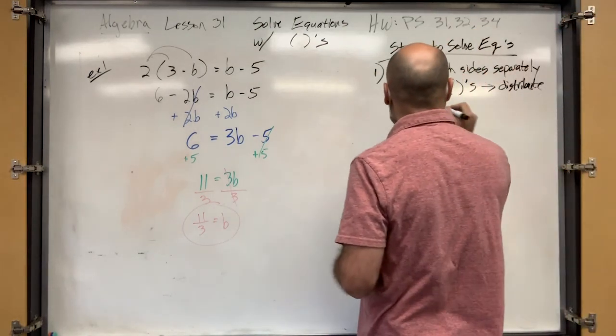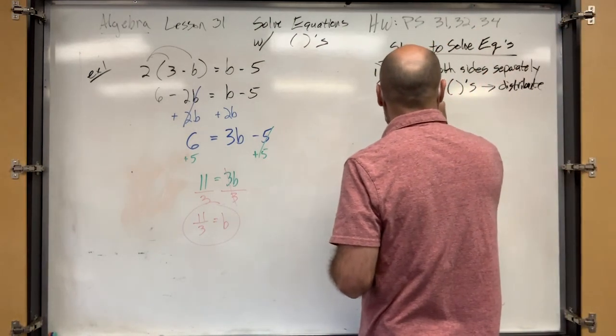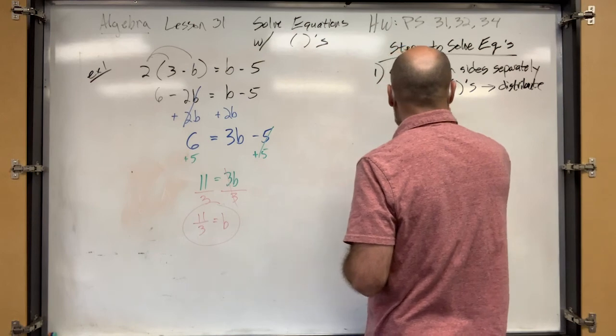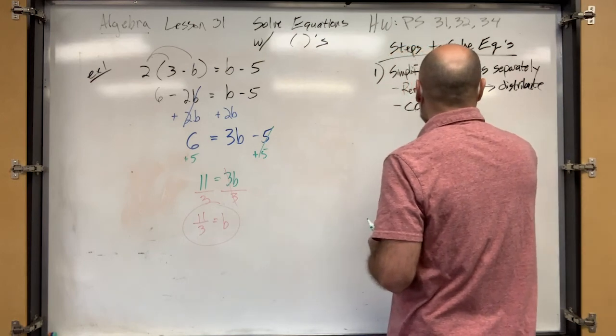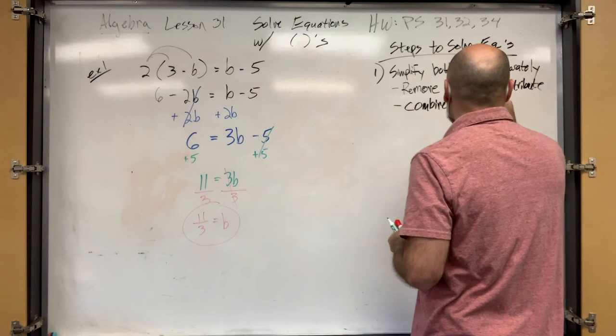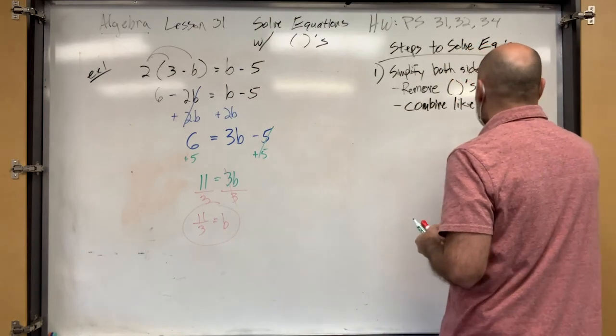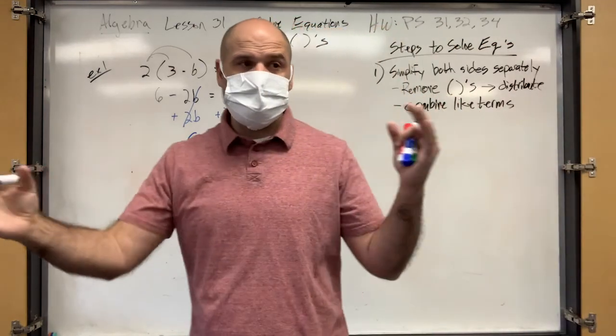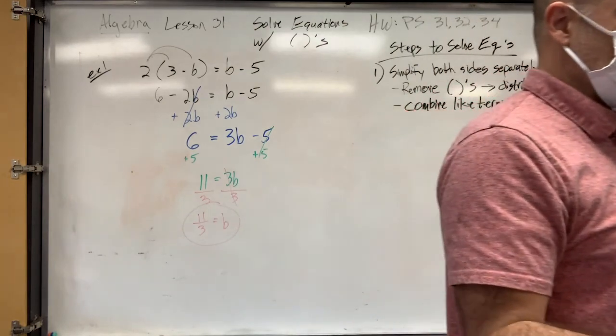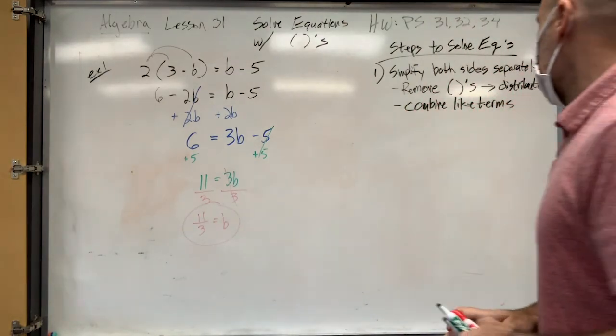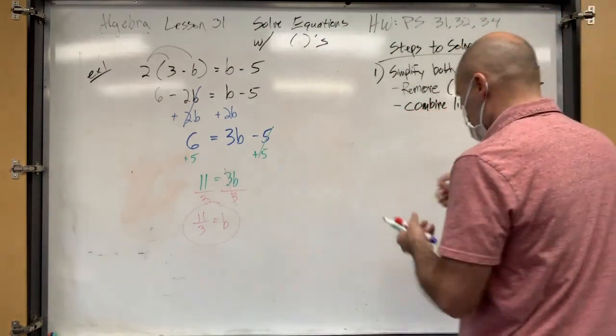All right, the second part of simplifying both sides is make sure there are no like terms that can be combined. So combine like terms. And it's important to remember we're not combining like terms on opposite sides of the equation. Okay, that comes later. You're just simplifying each side separately first.